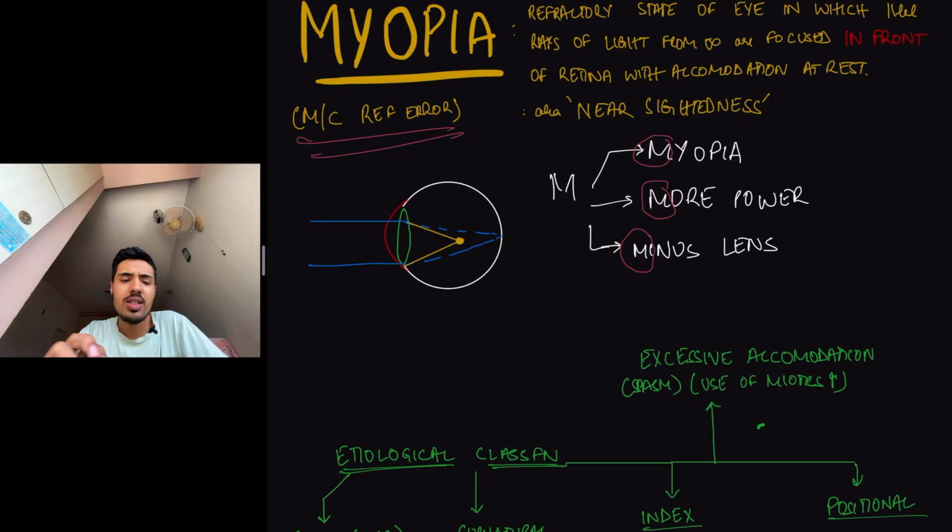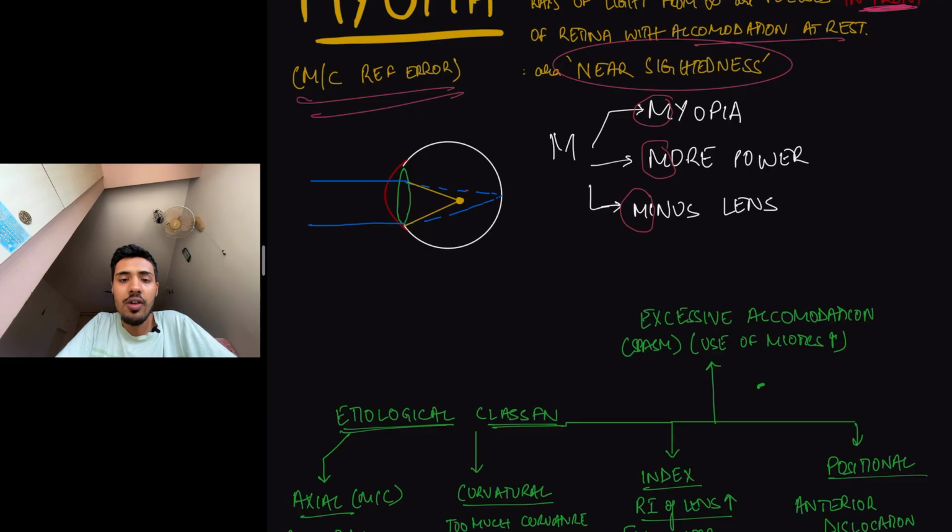Definition is just a slight alteration to that of hypermetropia or that of ametropia. That is the refractive state of the eye in which parallel rays of light coming from infinity are focused in front of the retina with accommodation at rest. It is also known as nearsightedness. So as you can see here in yellow, instead of how it's supposed to be where the blue rays are coming and hitting the retina, here it gets focused in front of the retina.